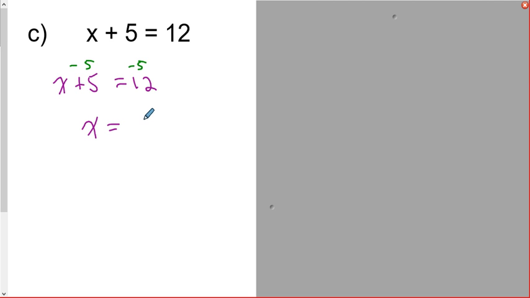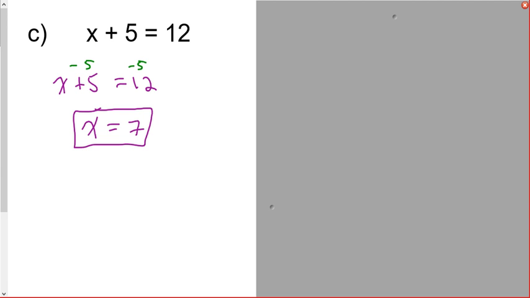But we need to subtract 5 from the other side as well. 12 minus 5, that's 7. So I subtracted 5 from both sides. I can do that since both sides are equal. Now I'll put a box around it, x equals 7.